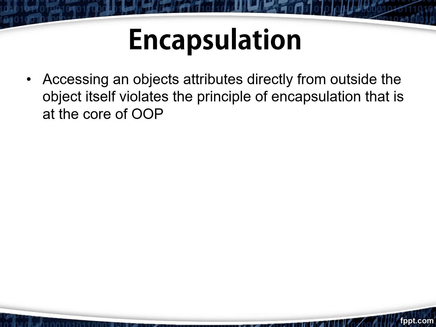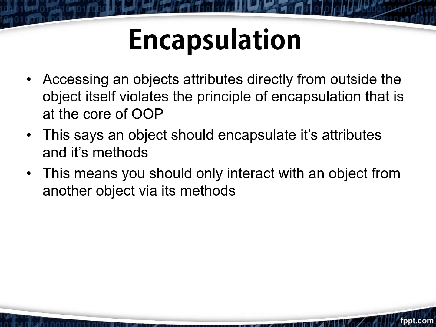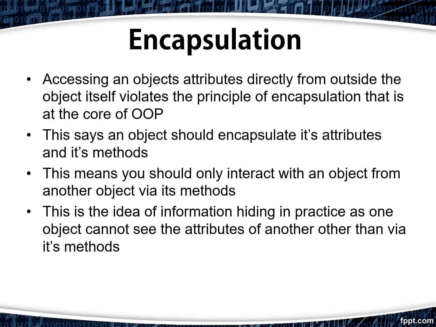Accessing an object's attributes directly from outside the object itself violates the principle of encapsulation that is at the core of OOP. This says an object should encapsulate its attributes and its methods. This means you should only interact with an object from another object via its methods. This is the idea of information hiding in practice, as one object cannot see the attributes of another other than via its methods. It also means that, strictly speaking, we shouldn't be using the dot notation that we just saw to access the values of attributes except from within the methods of that particular object.